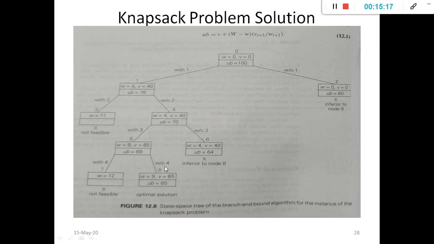Without including item 4, the weight is 9 and the value is 65. Put these values into this equation, and there is no item left to select. That's why V is 65 plus 1 into 0, which becomes 0, and the final optimal solution is 65 as shown in node 8.